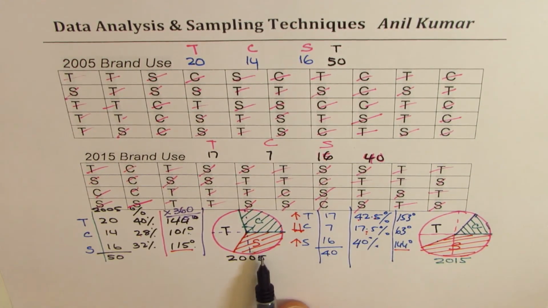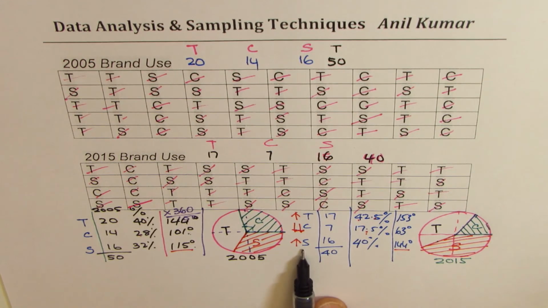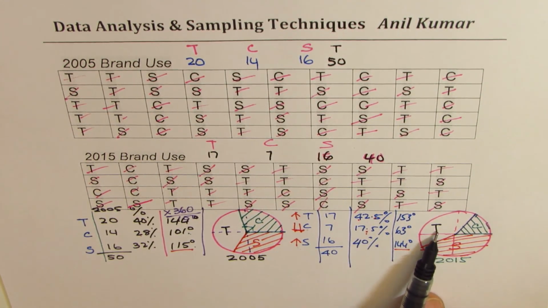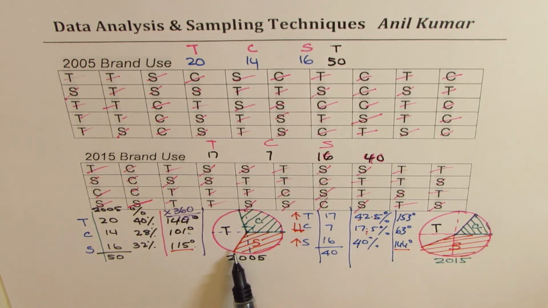And from the circle graphs, we can easily see that there has been a considerable gain in brand S and a considerable loss for brand C. Do you see that portion? A minor gain by T, right? So you can see by the area, it has increased a bit. S has gained majorly in this particular scenario.